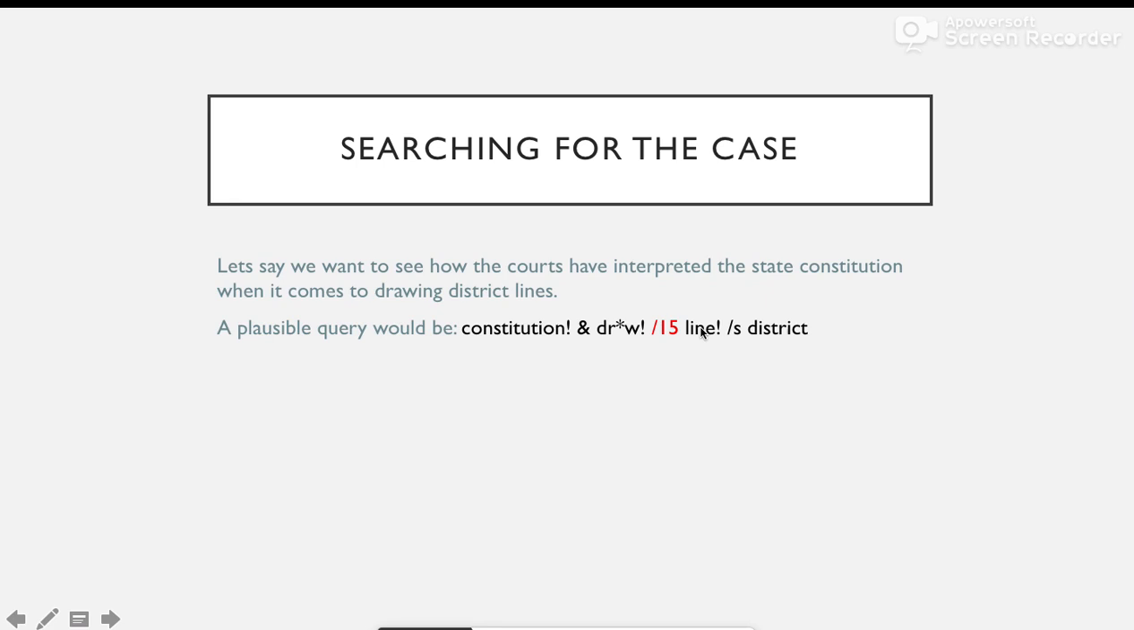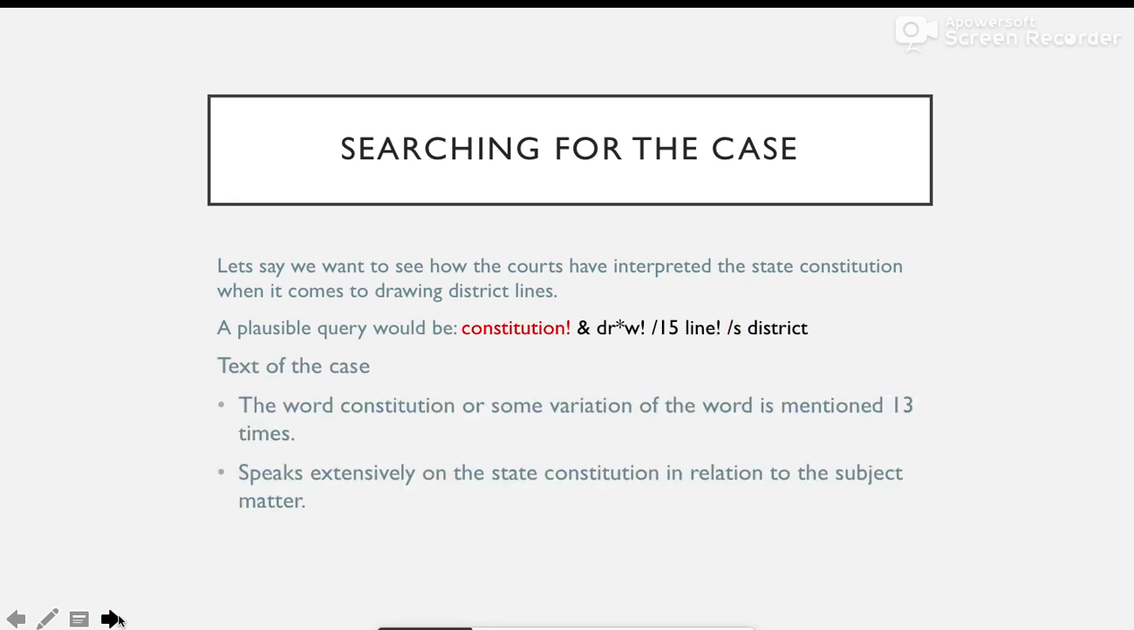Then you have this character, which is basically to say that you will have the word line or some variation of that within some variation of the word draw. So within 15 words, they'll be within 15 words of each other. Then you have this symbol, which means that you're going to have these things within the same sentence. You're going to have line or some variation of it within the same sentence as district.